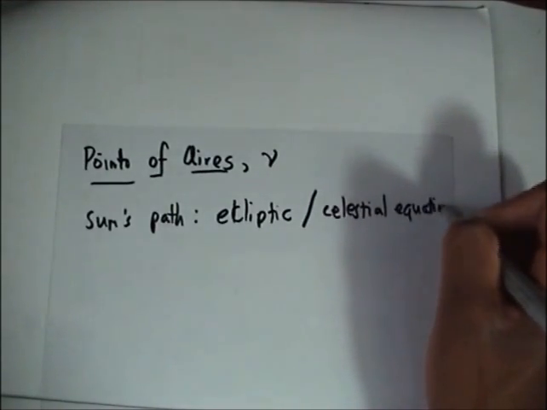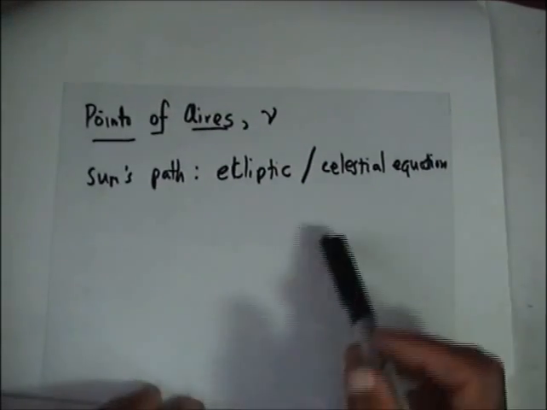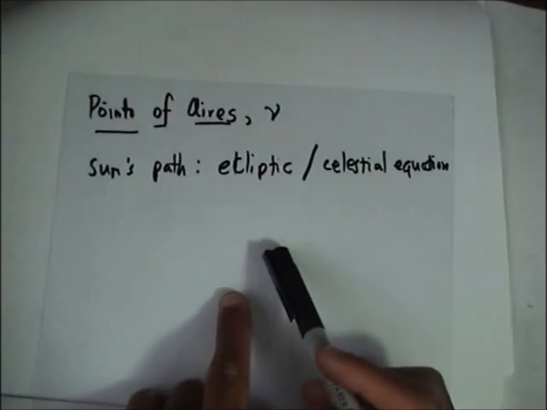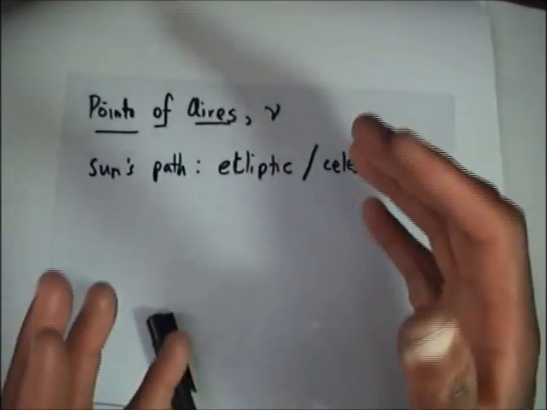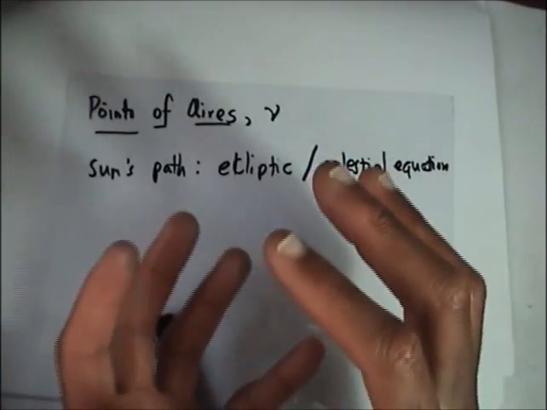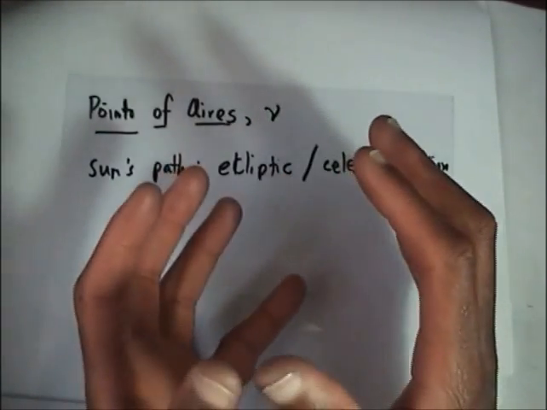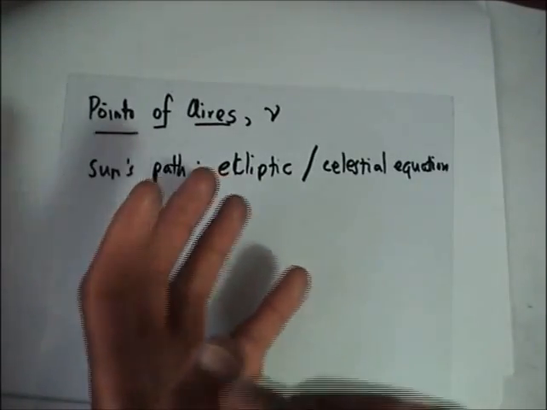At that point, when the sun is moving from the southern to the northern hemisphere, we call that point the first point of Aries. And we said as the celestial sphere is rotating, this point also rotates with the celestial sphere. So it's a fixed point on the celestial sphere. It doesn't stay behind. It's fixed on the celestial sphere.